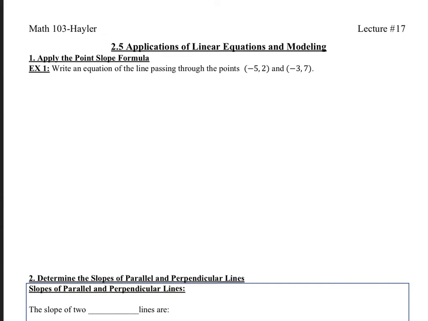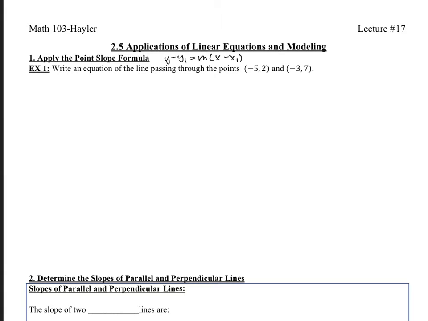Welcome to Lecture 17, 2.5, Applications of Linear Equations and Modeling. So, for Objective 1, we're going to apply the point-slope formula, which we learned before, and remember, point-slope formula is y minus y1 equals m times x minus x1.